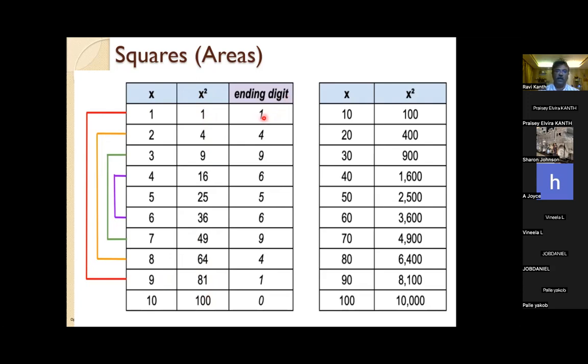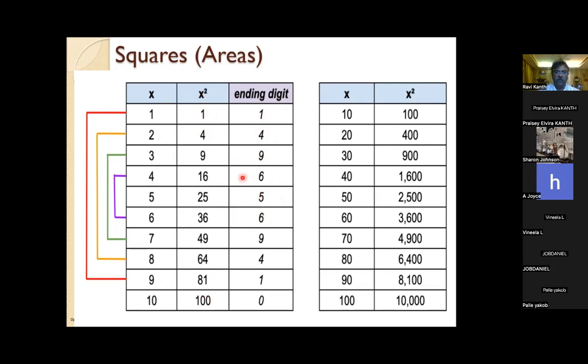Okay, if you multiply 1 into 1, the end digit is always 1. If you multiply 2 into 2, the end digit is 4. If you multiply 3 into 3 is 9. 4 into 4 is 16, 5 into 5 is 25, and 6 into 6 is 36.